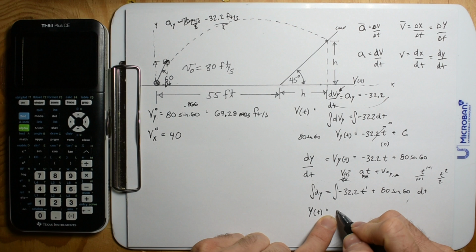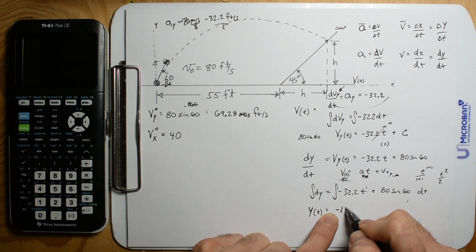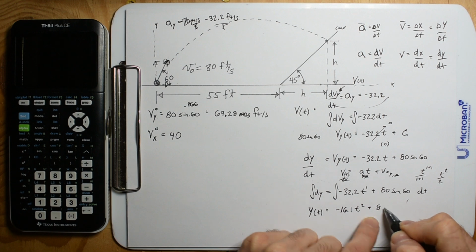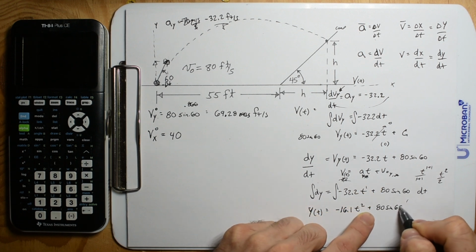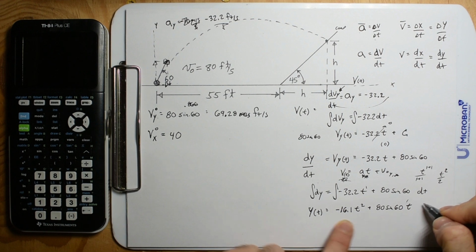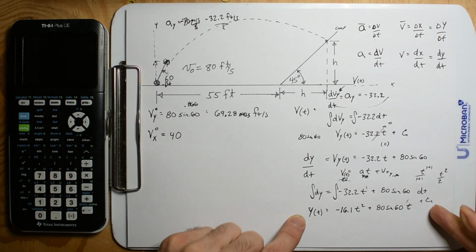And so we're going to have negative 16.1 t squared plus 80 sine 60 t plus a constant. So let's write it in. I just don't want to write this twice.